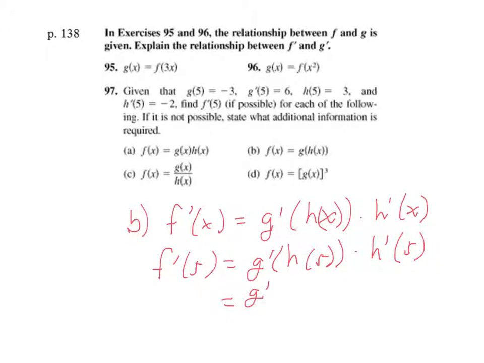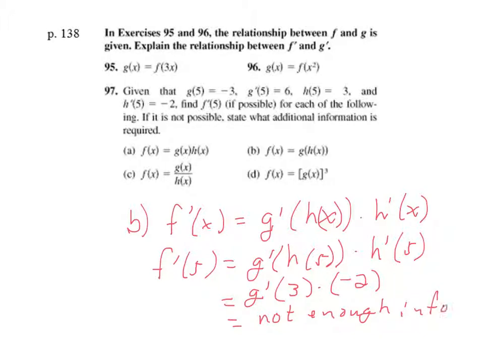So we'll have g prime of, what's h of 5? They're just going to come out and tell us that h of 5 is 3. So we have g prime of 3 times h prime of 5. They told us h prime of 5 is negative 2. Now, did they tell us what g prime of 3 is? Let's see. No, they did not. So because of that, we don't have enough information. We'll just say not enough info.